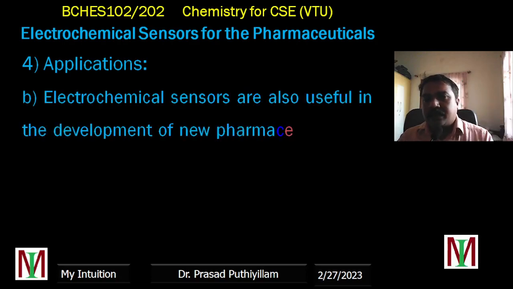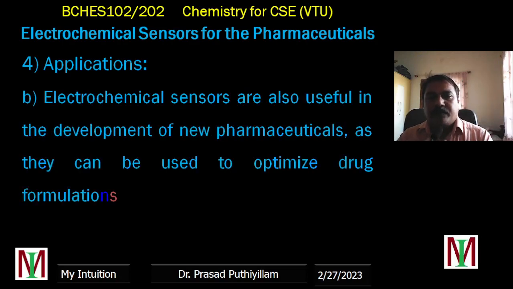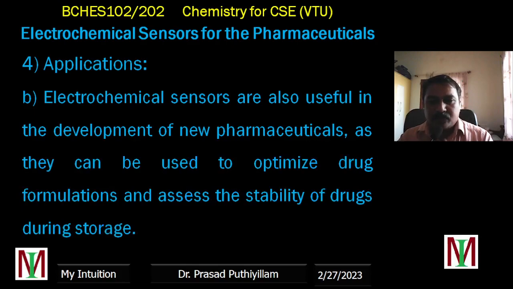Electrochemical sensors are also useful in the development of new pharmaceuticals, as they can be used to optimize drug formulations and assess the stability of drug during storage. Okay, so the drug formulations, when we make a drug, say a tablet or a capsule or even a liquid form, it has not only the drug content, it has got some other supportive materials also added to that to make it more useful.